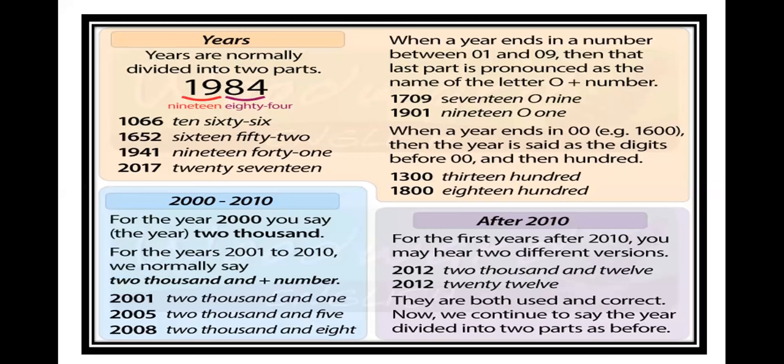Okay, after 2010, for the first years after 2010, you may hear two different versions, 2012 or 2012, right? Both are correct. Ambas son correctas, ¿verdad? They are both used and correct. Now we continue to say the year divided into two parts as before. For example, I will need some volunteers for this exercise.